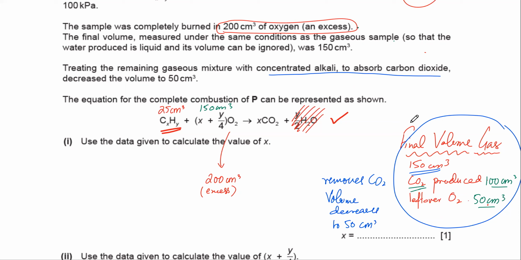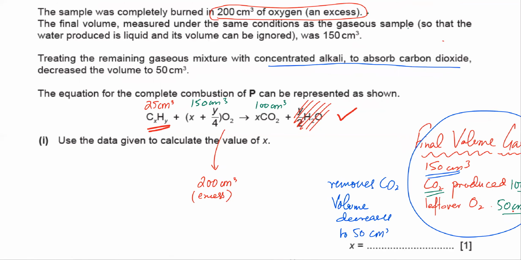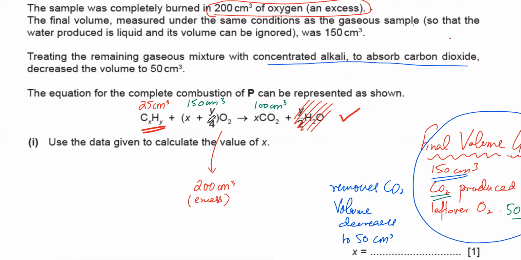Then he specifically said that this gaseous mixture of 150 cm cube, when it was treated with an alkali to absorb carbon dioxide, so he tried to remove the carbon dioxide, its volume decreased to 50. So earlier it was 150, and when he removes the carbon dioxide, the volume decreases to 50. So that means the volume of carbon dioxide over here is 100 cm cube. That's the volume of carbon dioxide that's going to be present.